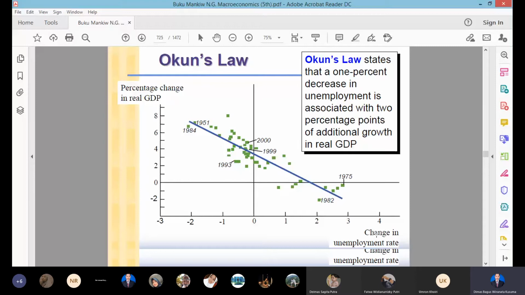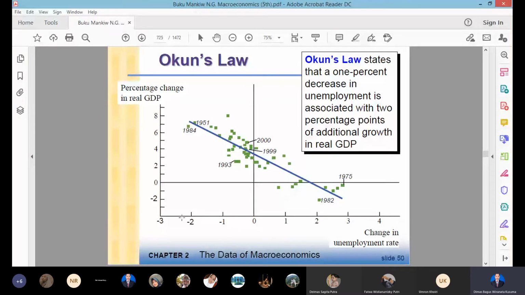It means that if, for example, the unemployment rate changes by -2%, the percentage of real GDP growth will be almost 8%. And if the unemployment rate changes by 2 to 3%, the percentage change in real GDP is almost 0%. So Okun's law stated that a 1% decrease in unemployment is associated with 2 percentage points of additional growth in real GDP. So there is a negative relationship.